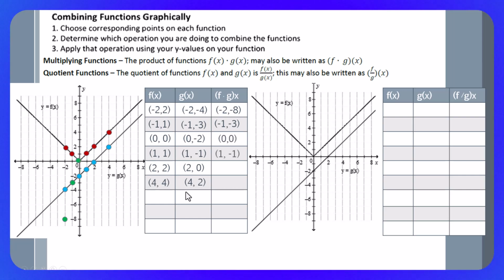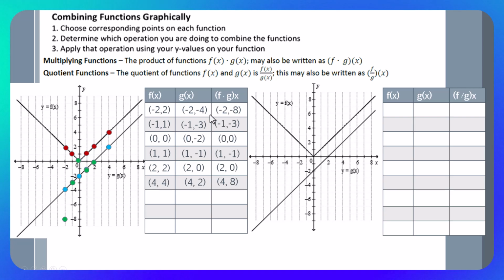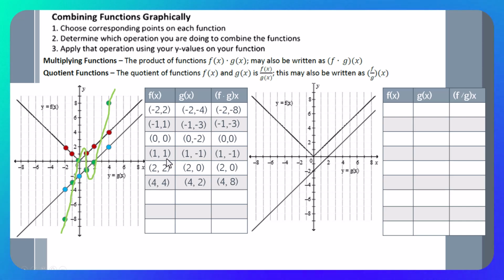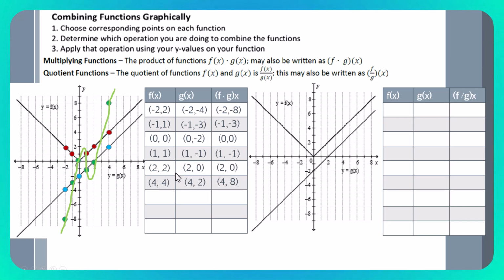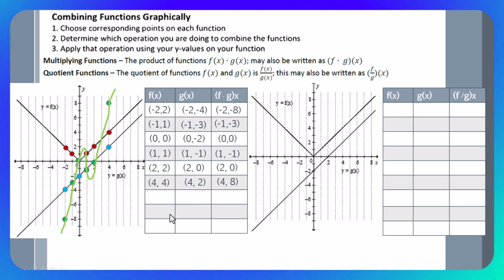When I combine them with multiplication, I'm going to go ahead and put those in my chart, and explain. We're only looking at the y values. 2 times -4 is -8. 1 times -3 is -3. 0 times -2 is 0. 1 times -1 is -1. 2 times 0 is 0. 4 times 2 is 8. So I plotted all those points, and then I'm going to connect those. This time it's not a straight line. It ends up being a cubic.